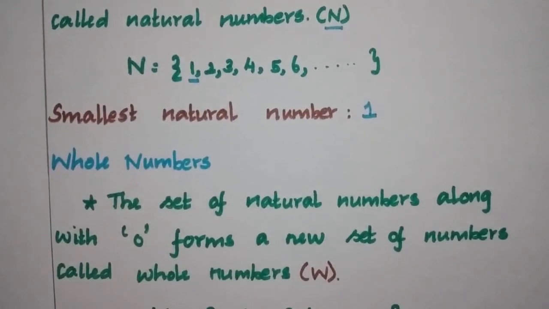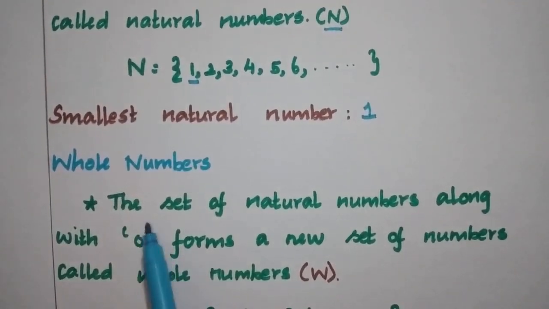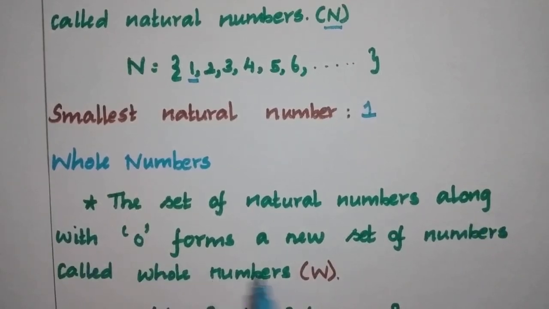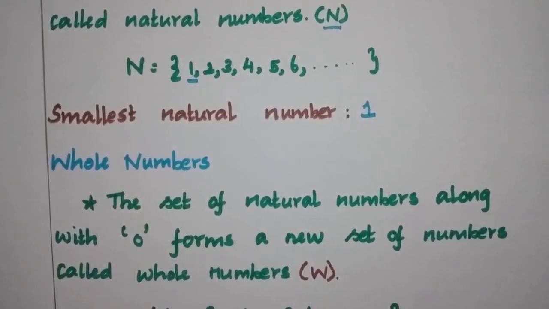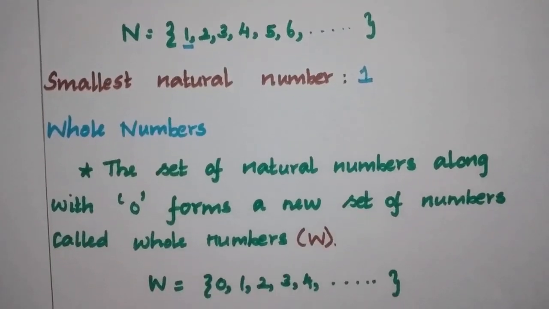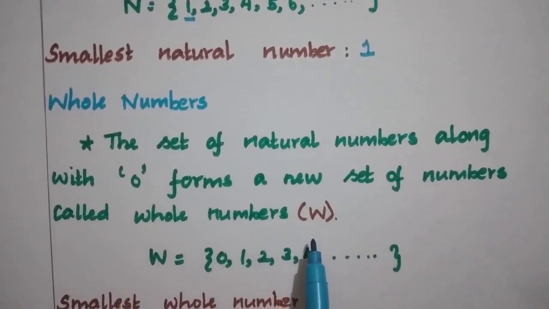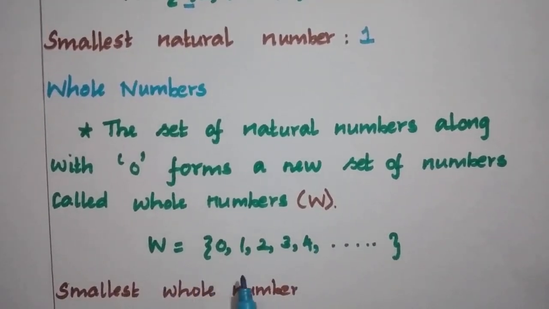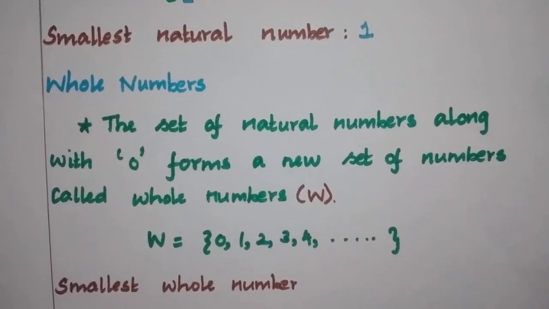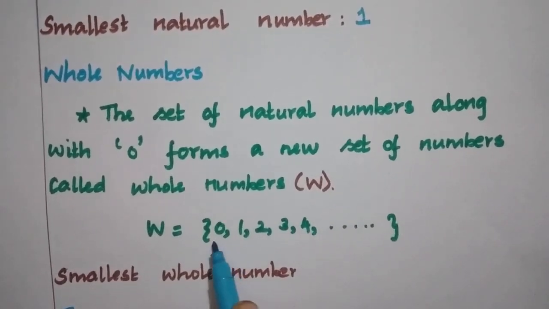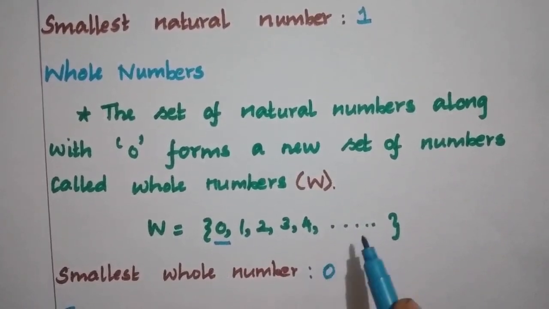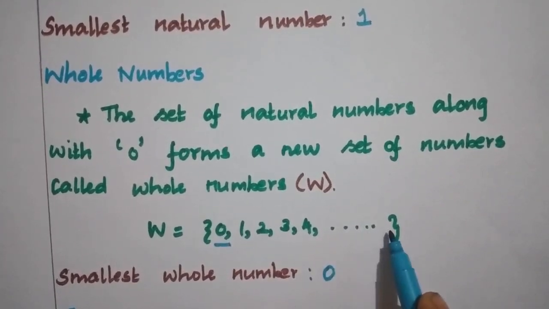Whole numbers. The set of natural numbers along with 0 forms a new set of numbers called whole numbers. It is denoted by the symbol capital W. This is a set of whole numbers. So from this, can you say which is the smallest whole number? Yes, 0 is the smallest whole number, and there is no greatest whole number.